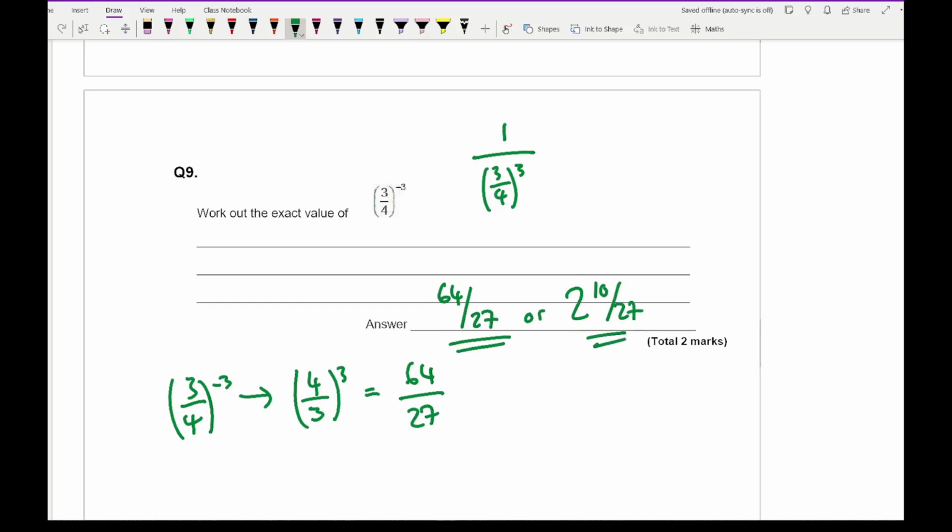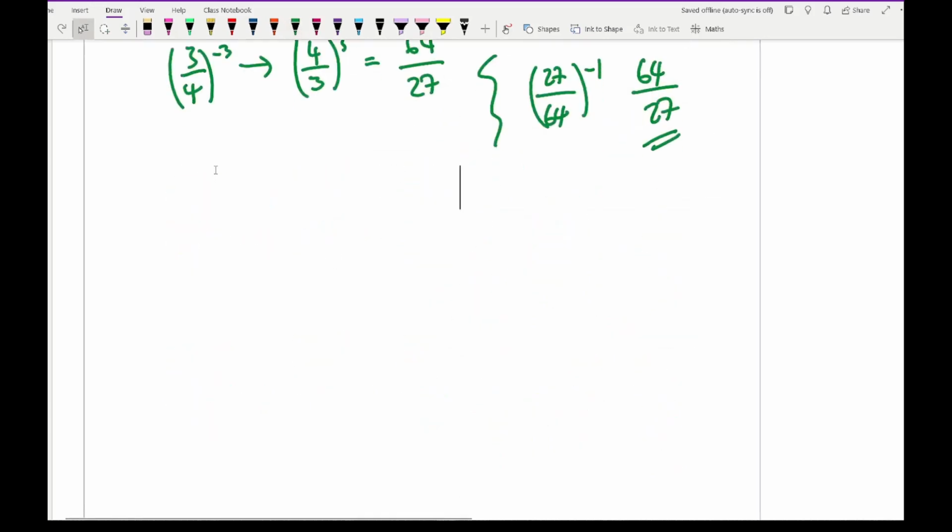Now, if you wanted to, you could have cubed the numbers first. So I could have had 27 over 64, and that's to the power of minus 1. And then with the negative power, just flip the fraction and then we get the same answer. So either way you want to do it is fine.